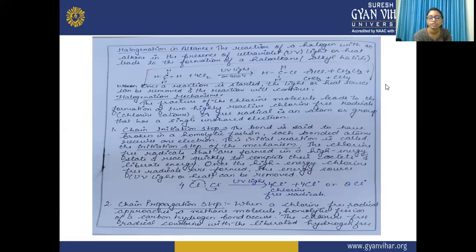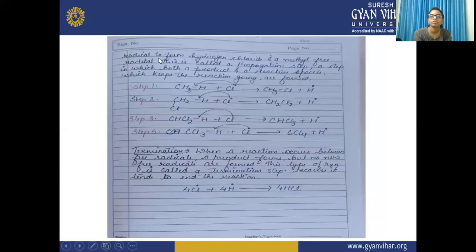In the chain propagation step, when a chlorine free radical approaches a methane molecule, a homolytic fission of a carbon hydrogen bond occurs. The chlorine free radical combines with the liberated hydrogen free radical to form hydrogen chloride, and a methyl free radical is formed. This is called a propagation step, a step in which both a product and a reactive species which keeps the reaction going are formed.